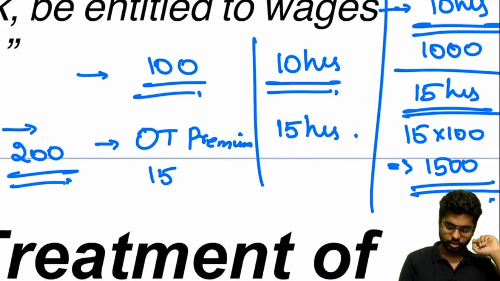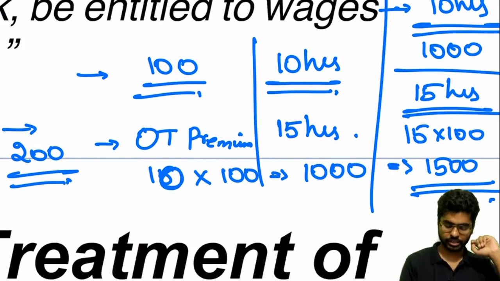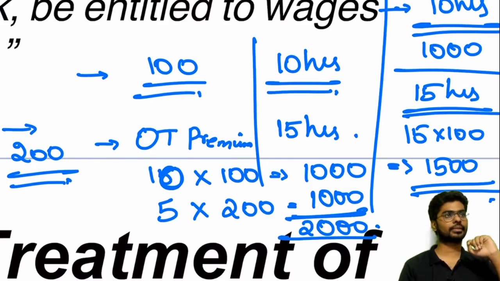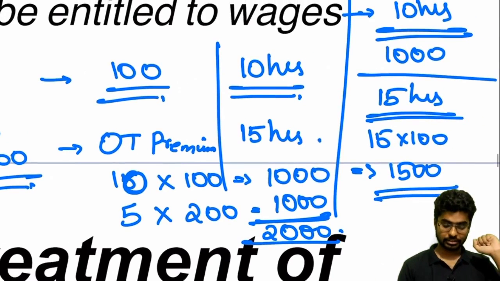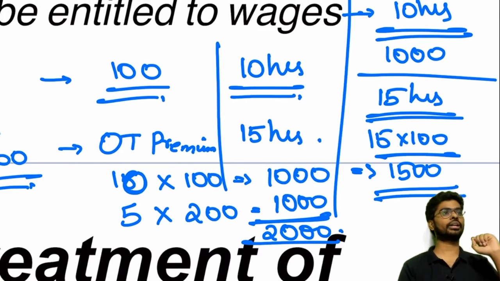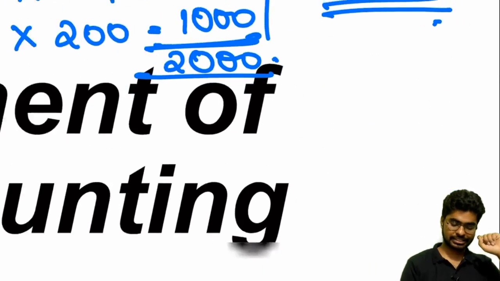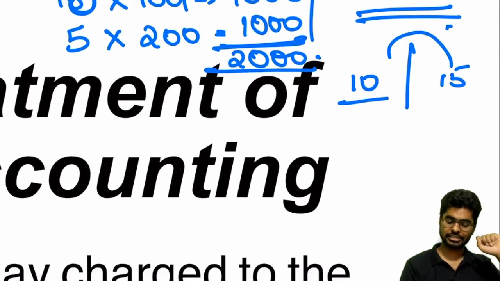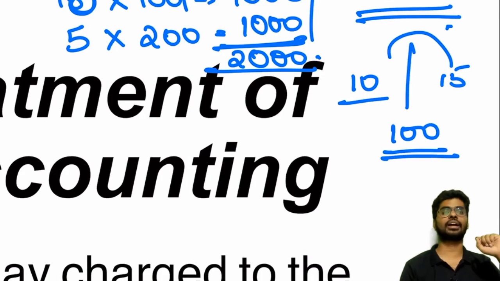See here, you are paying for the first 10 hours, 10 hours into 100, 1000. For the remaining 5 hours also, you are paying 5 into 100, 1000. Therefore, you are paying 2000. Correct? Now, what is this overtime premium? See, whether this guy works for 10 hours or 15 hours, he would have got 100 per hour. Yes or no?